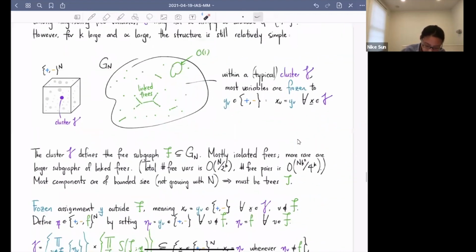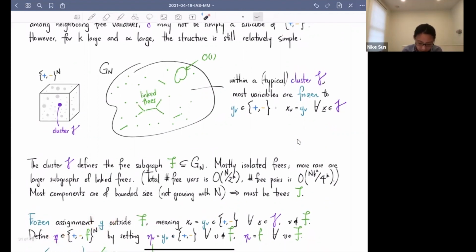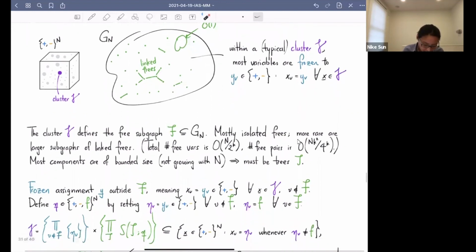Okay, so again, why is this assignment outside of the free subgraph frozen? I'm just going to define eta to encode this. I will call eta v to be y v when it's a frozen variable, and when it's not a frozen variable, I will just set eta v to be f. So then what is gamma? Again, for most of the variables which are outside of F, the value is fixed. So it's eta v, which is equal to y sub v, which is either plus or minus. So this is just a fixed value.